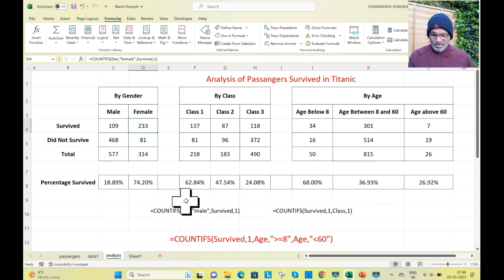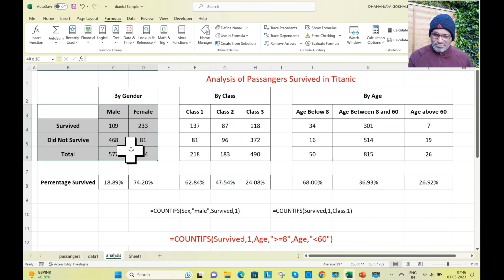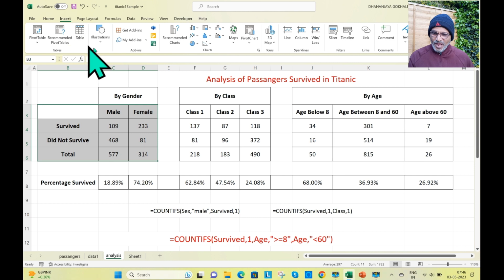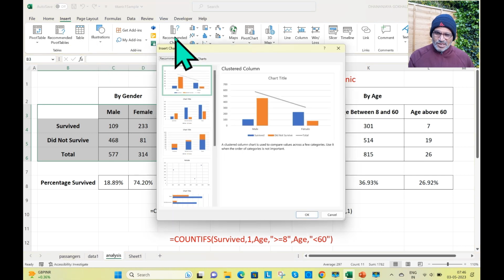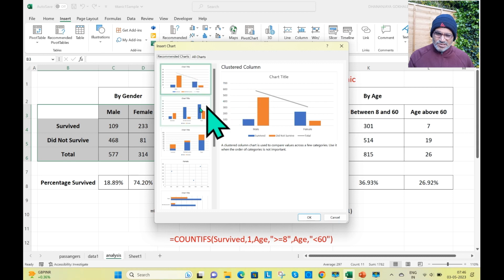So I have taken almost 5 minutes to explain what meaning it makes, but it would be much easier if we plot a chart, because a picture speaks a thousand words. Let's try to do it for one simple one. So I am just selecting this, and insert, and we will say charts. So we'll take a look at recommended charts. So this is the recommended chart.